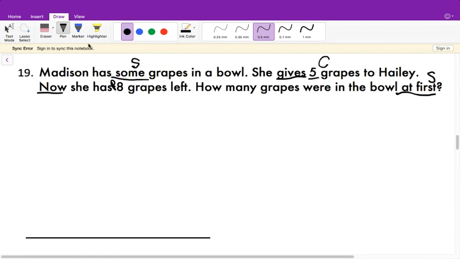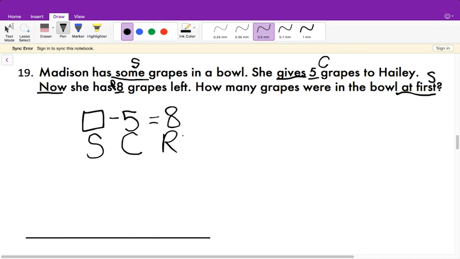So our result is going to be 8. And now we can write our equation. So we said at the start, there's some, so we're going to write a box for that. Now, she's giving grapes to someone. So she's giving grapes away. That means the amount of grapes she has is getting smaller. So we need to subtract that. So we're subtracting the change, which is 5. And then as a result, it said she had 8 grapes left.